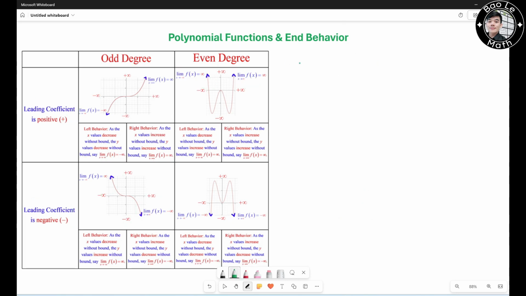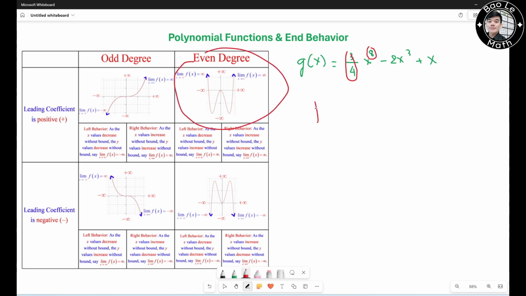Now let's take a look at the second example. For example, if I have the function g of s is 3 over 4 s to the power 8 minus 2 s to the power 3 plus s. I don't care about this term. I only care about this term right here and this term right here. I see that the leading coefficient is positive, and this one is even degree. So we're going to use this case right here.